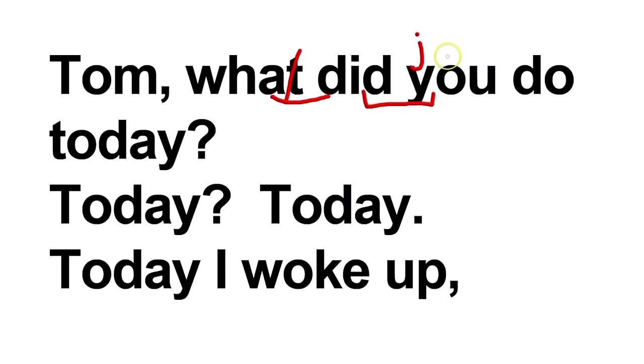The other thing I notice is that the T here is really more of a flap sound, a D. Duda day. This is most definitely a schwa, so we're reducing this unstressed syllable to be the schwa. Tom, what did you do today?